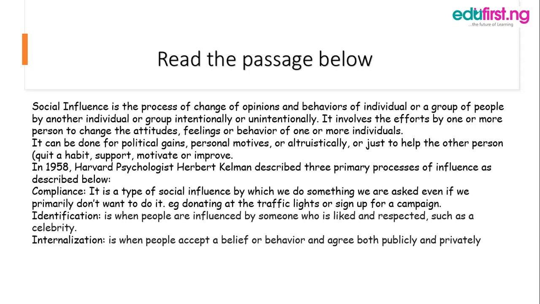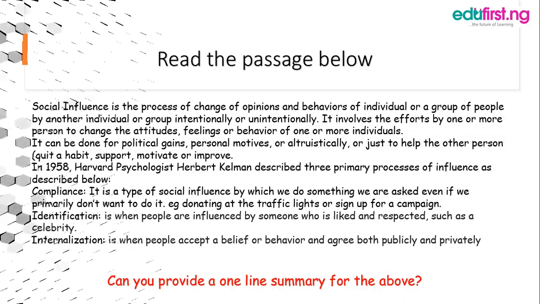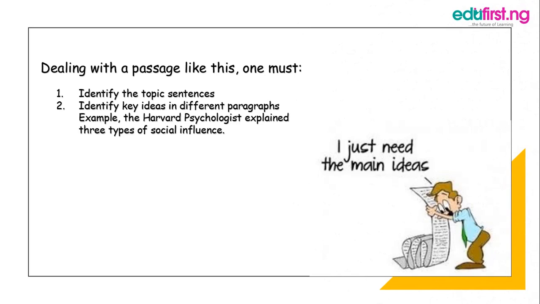Now, students, can you provide a one-line summary for the above passage? I am very sure you can. Dealing with a passage like this, one must identify the topic sentences, identify the key ideas in different paragraphs. Example is the Harvard psychologist's explanation about the 3 types of social influence. You only need the main ideas.